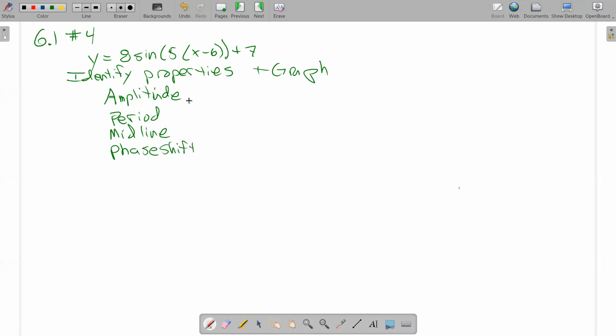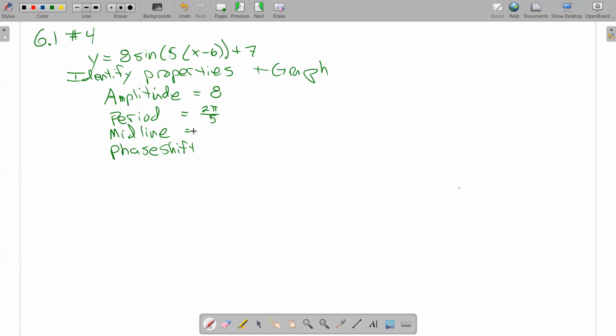And some of those we can just look at the graph and guess. So the amplitude is always the multiple of the sine or the cosine. So that's going to be 8. That's the height off the midline. Period we have to calculate. That's always 2 pi divided by the multiple of x. So 2 pi over 5 is the period. That doesn't really clean up.